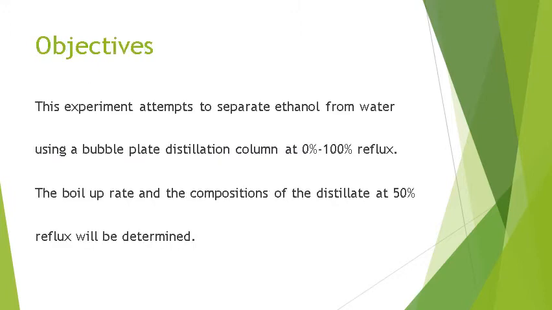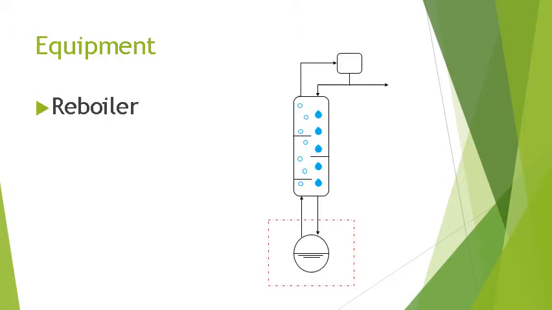The objective of this experiment is to separate the ethanol from water using the bubble plate distillation column at 0 to 100% reflux. The boil-up rate and the compositions of the distillate at 50% reflux will be determined.